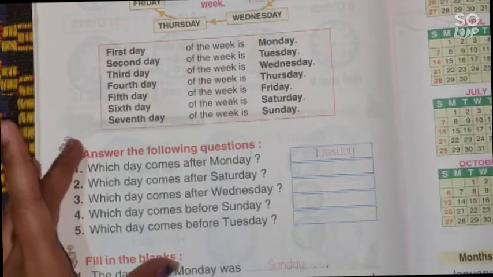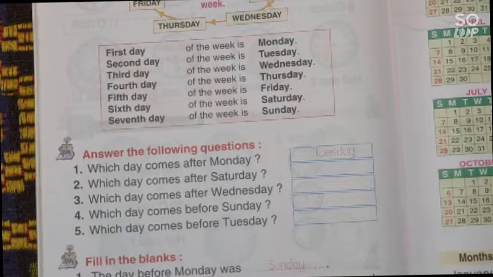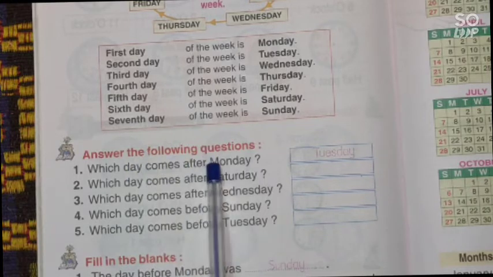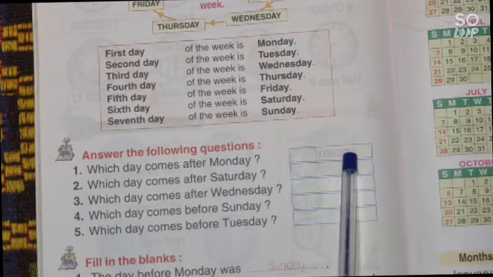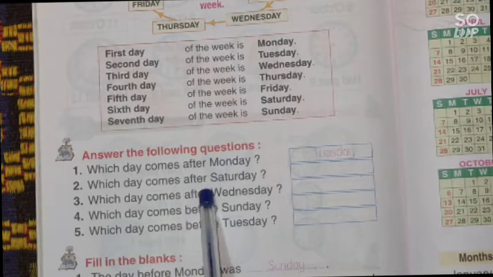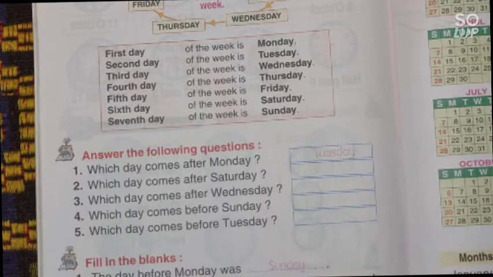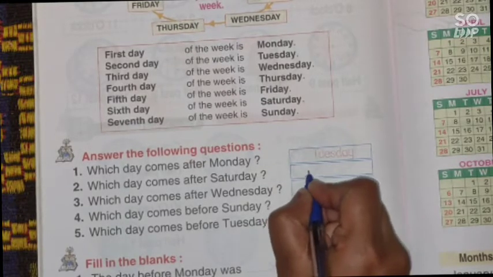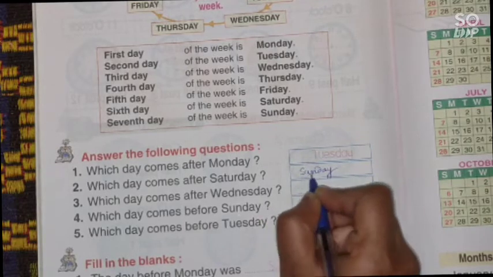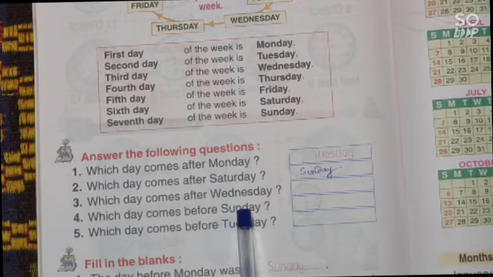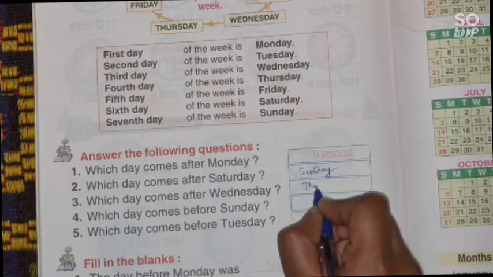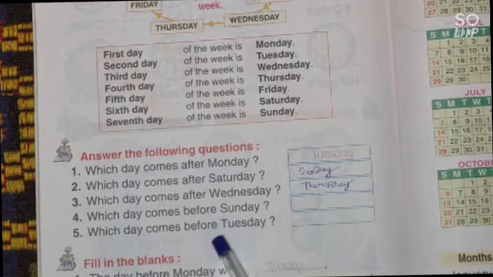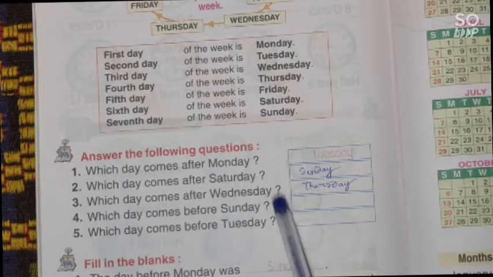Here some questions are given, you have to write the correct answer. Which day comes after Monday? Monday, Tuesday. So after Monday, Tuesday comes. Here you have to write Tuesday. Which day comes after Saturday? Saturday, Sunday. So Sunday comes after Saturday. Next, which day comes after Wednesday? Thursday. So, next two answers I am not writing here. You will write this by yourself.